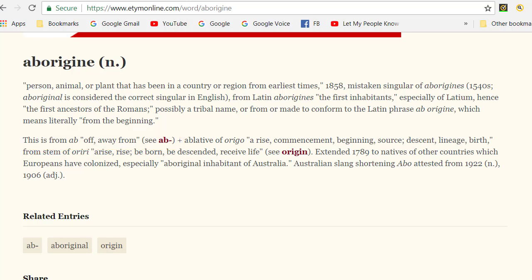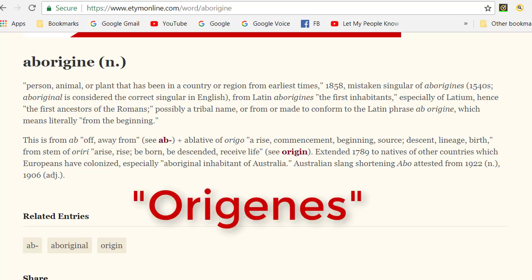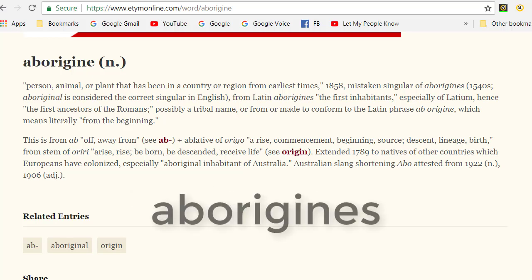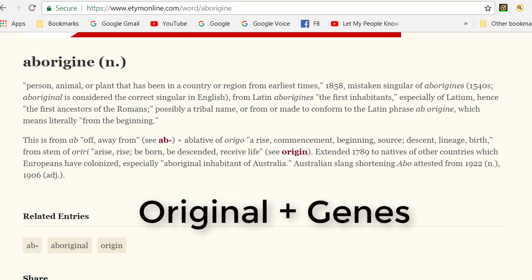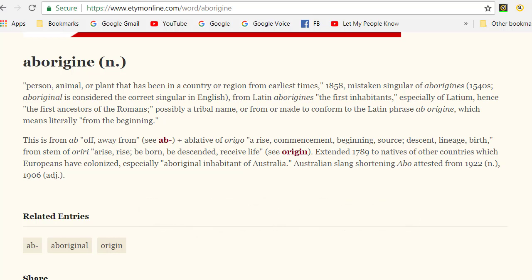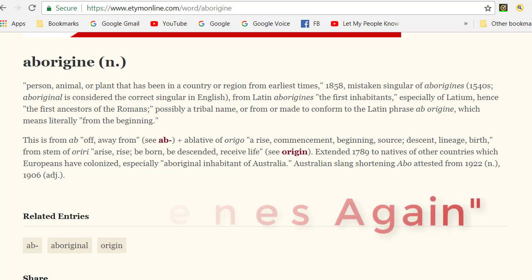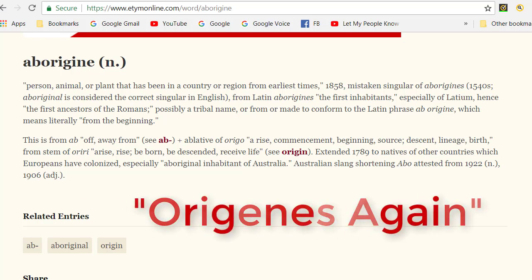Therefore, it is more accurate to call the first inhabitants origines, not aborigines. You can see two words in origines, original and genes, which is the unmixed DNA. On that note, to make America great again really means to make America origines again, as was in the beginning.